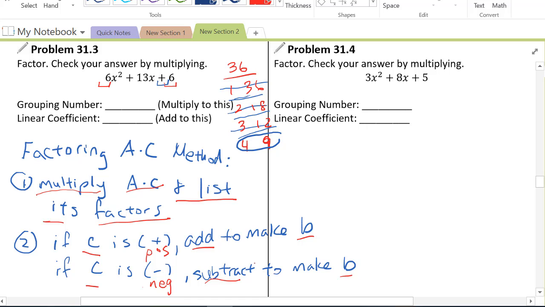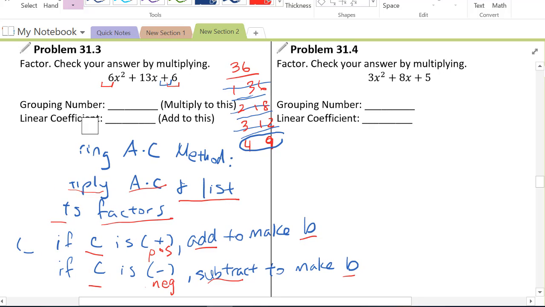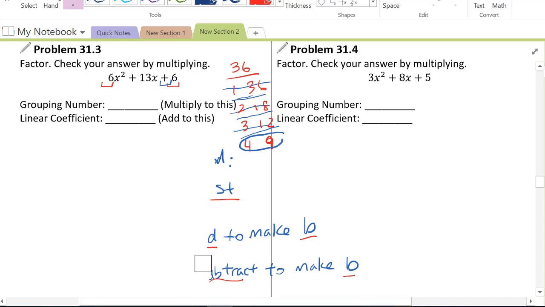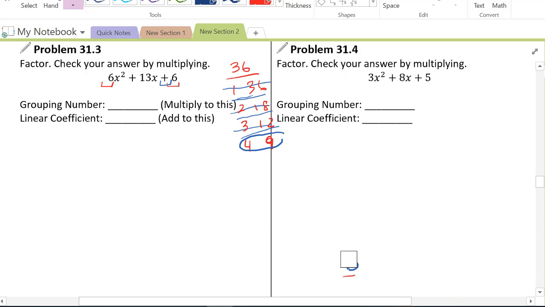All right, so I'll remind you of the steps again as we do some more problems. So let's erase this for now. Maybe you want to write down the steps on a separate sheet of paper and refer back to it when we're doing some problems. Okay, so let's see how this works.